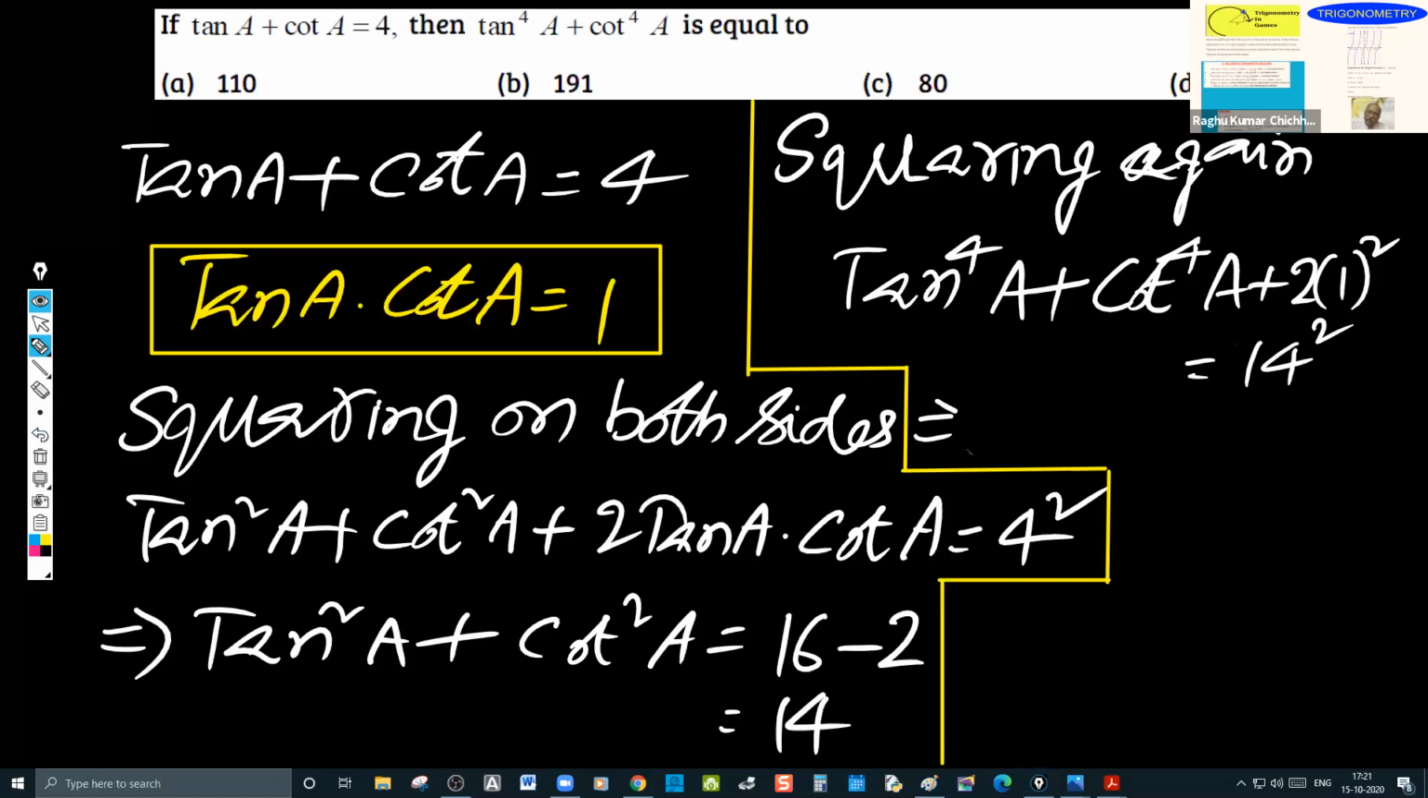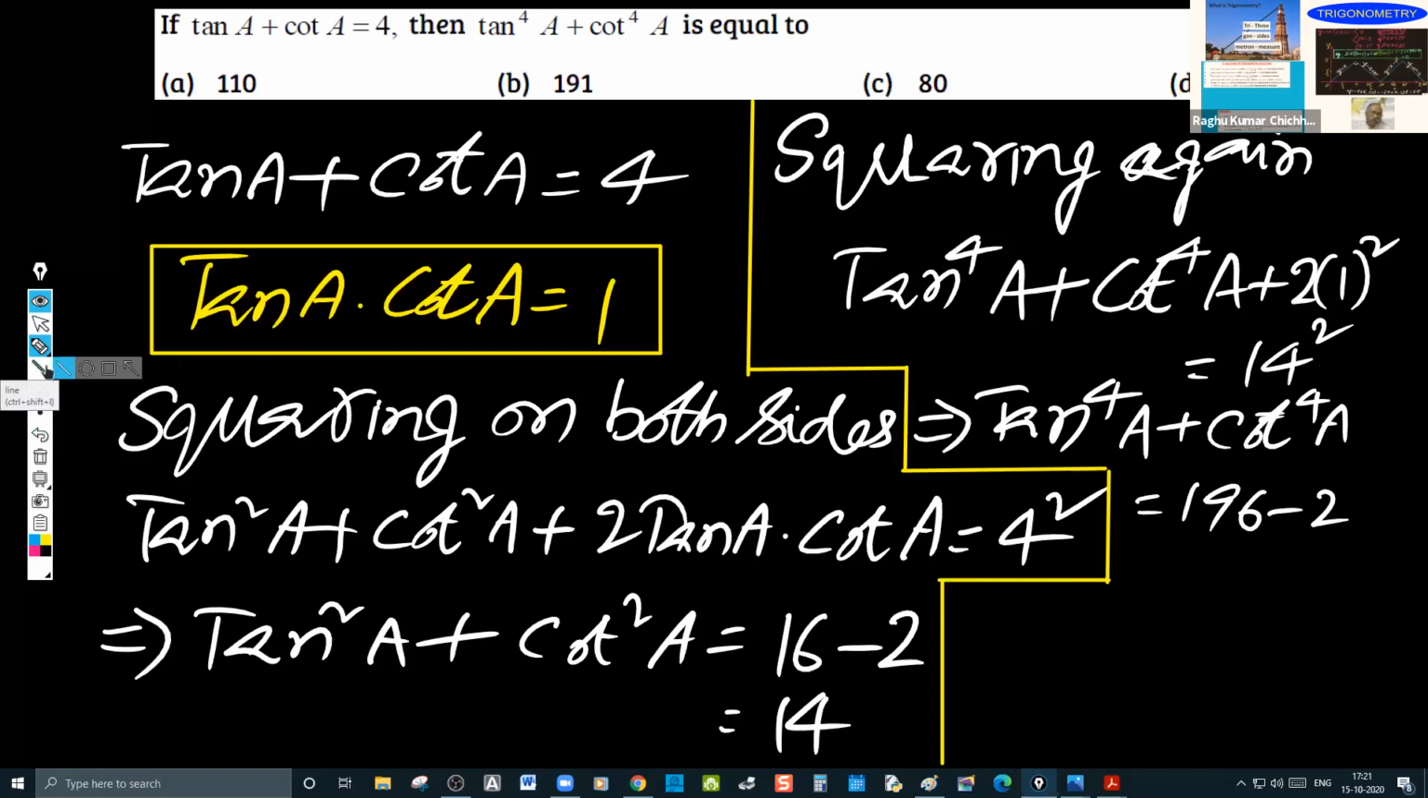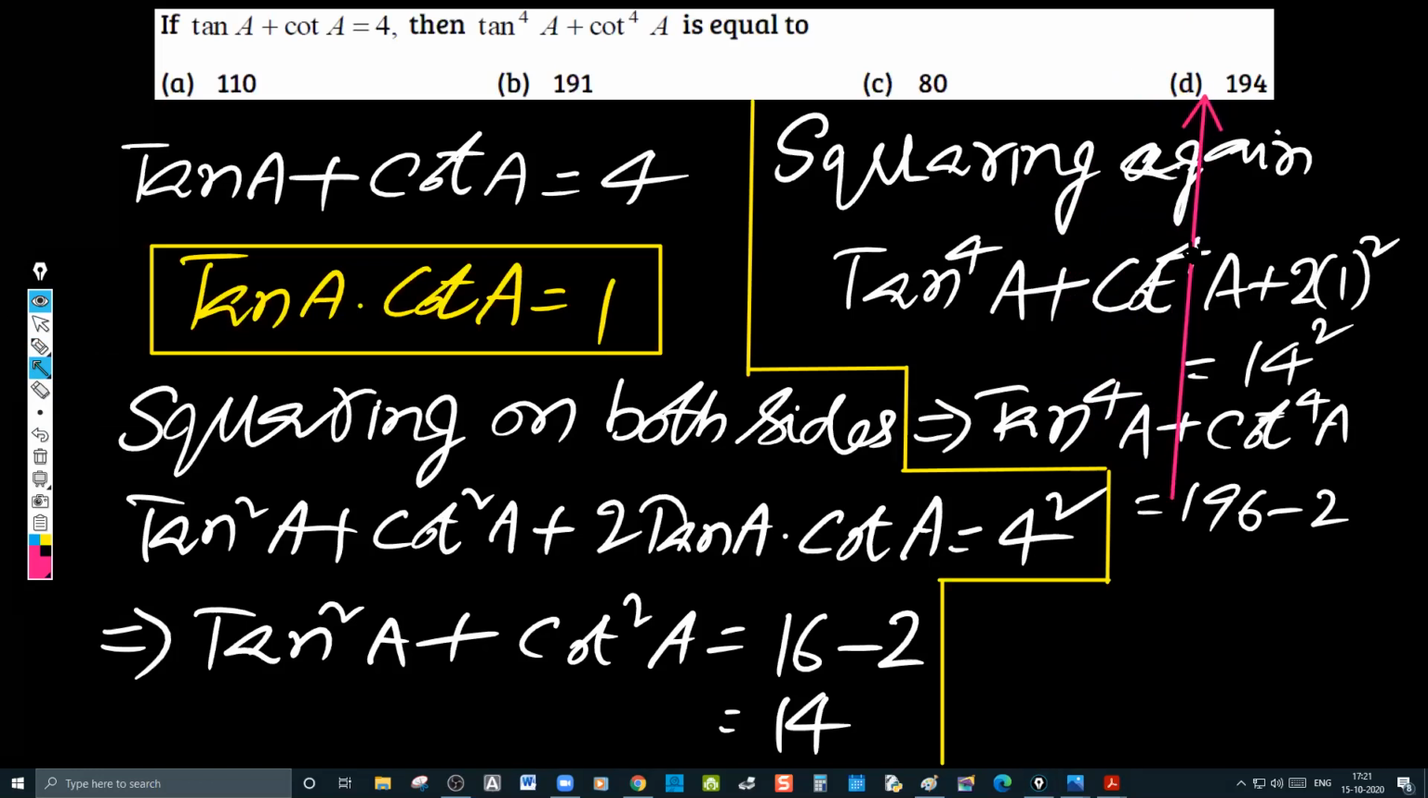Then what should be the final result? Tan 4th A plus cot 4th A is equal to, what is 14 square? 196 minus 2. Correct or not? So what is your final result? What is the option there? D. 194.